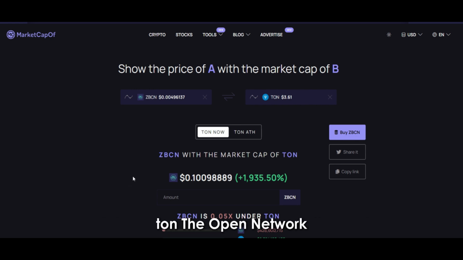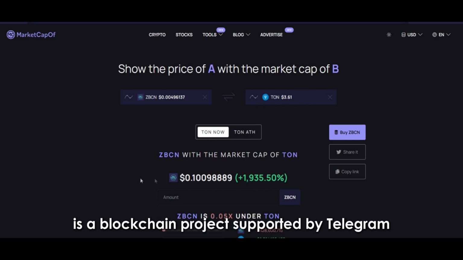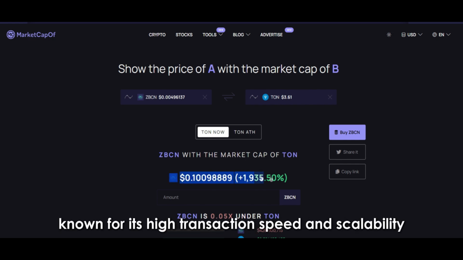TON, the Open Network, is a blockchain project supported by Telegram, known for its high transaction speed and scalability.